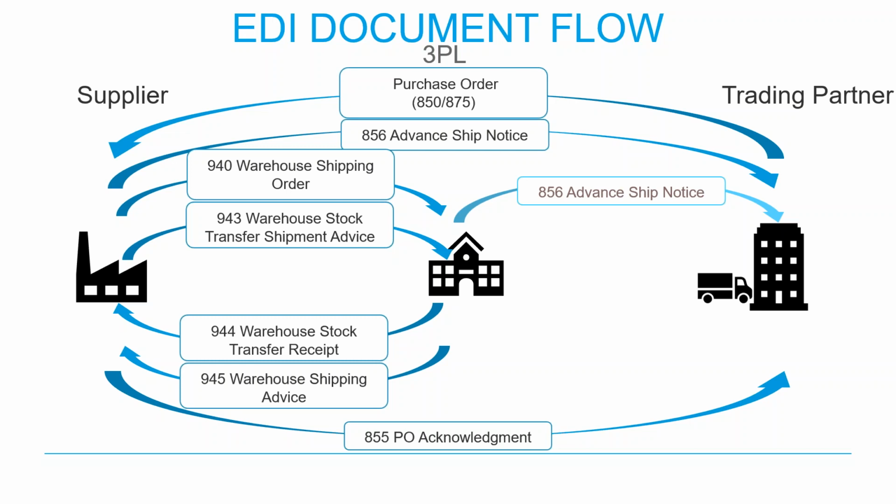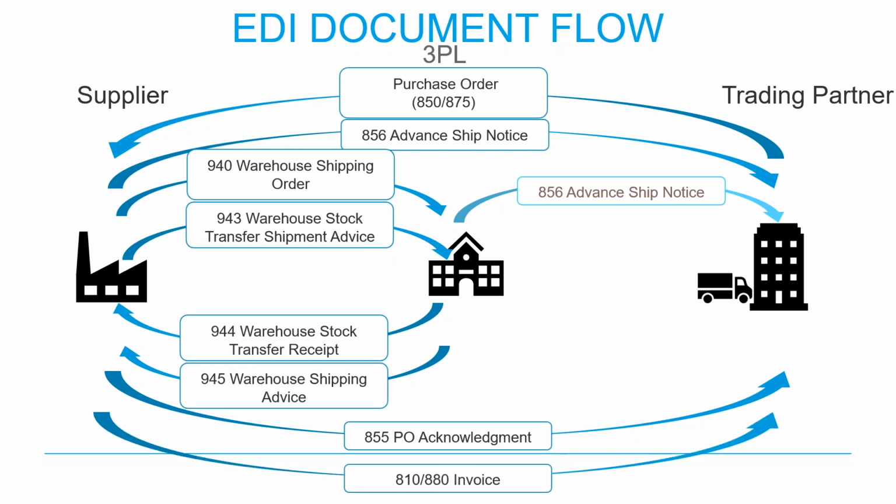Once the shipment is on its way, the invoice is created in the ERP and sent to the trading partner via EDI, cutting days from the payment cycle as there's no waiting for snail mail.